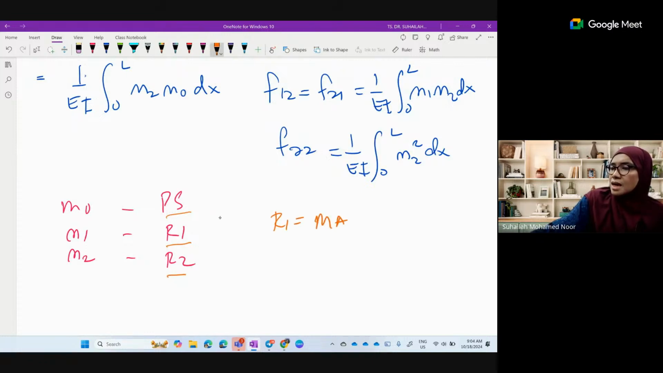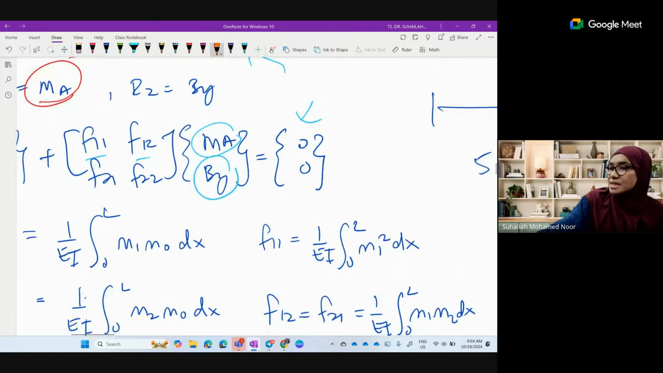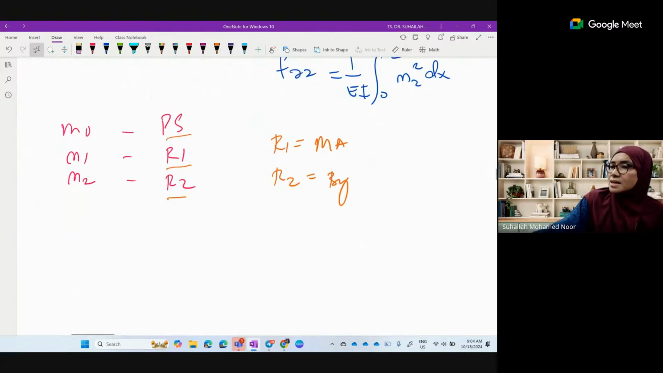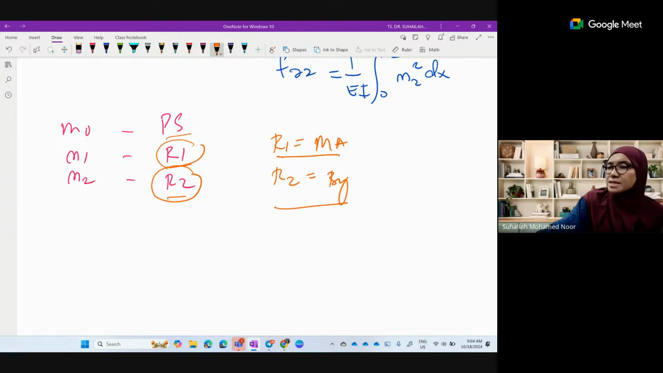So when we chose earlier, for example, we did it based on R1 as MA and R2 as BY, taking the last equation. We have labelled this very clearly: R1 is MA, R2 is BY. So our redundants are redundant MA applied and redundant BY applied, plus the primary structure. So there are these 3 determinate frames to be analysed, for the reactions and the moment equations.